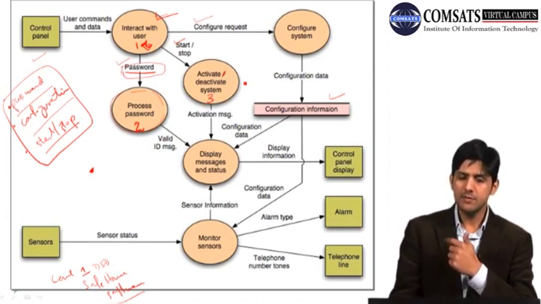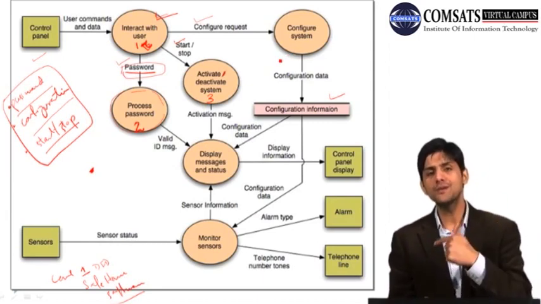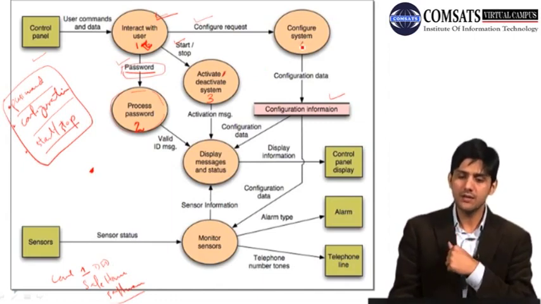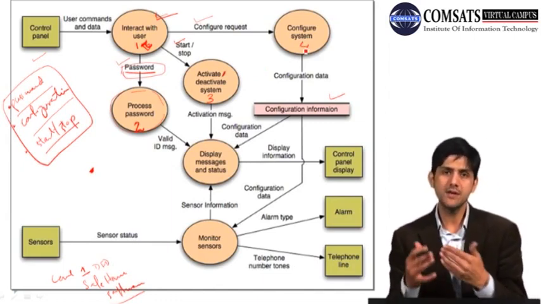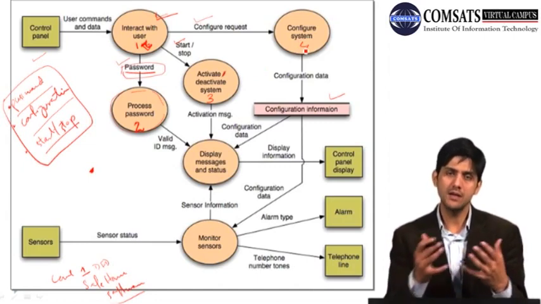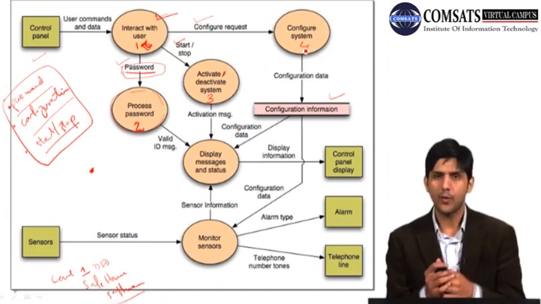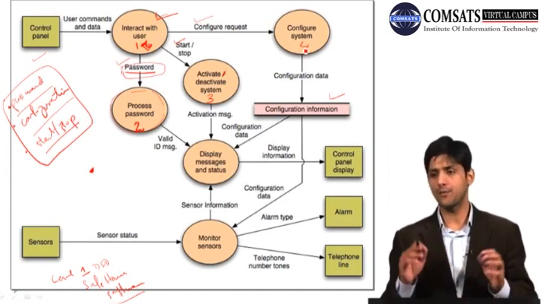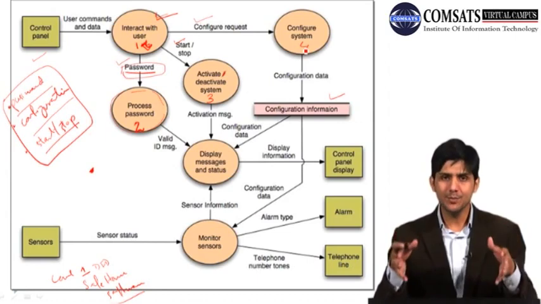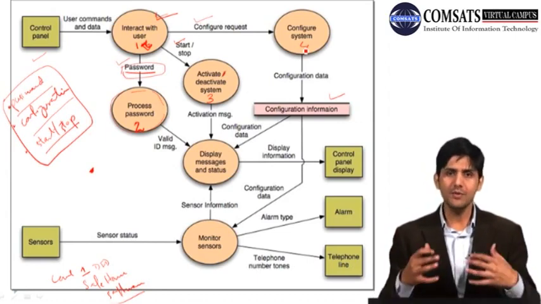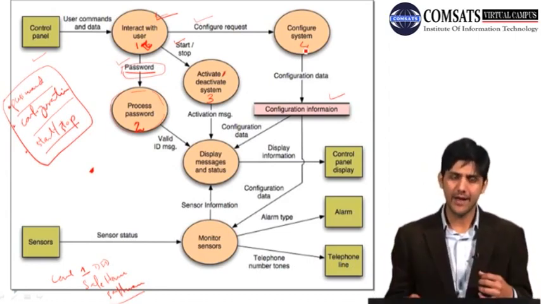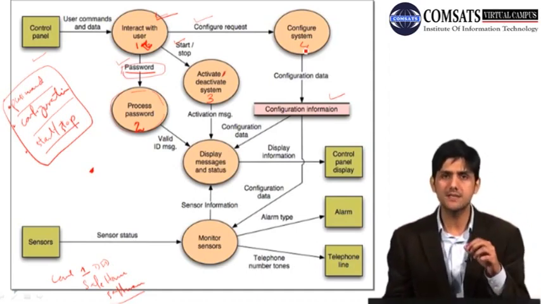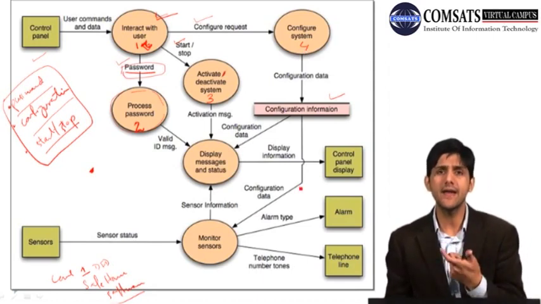And similarly, if the input from the user was a change in configuration settings, we need a process to take care of that. So there is a process which configures the system, which handles that particular input. Now what are the outputs from these processes? When a user is sending certain input, he would want to see something, and we treated that particular thing as control panel display, an external entity.